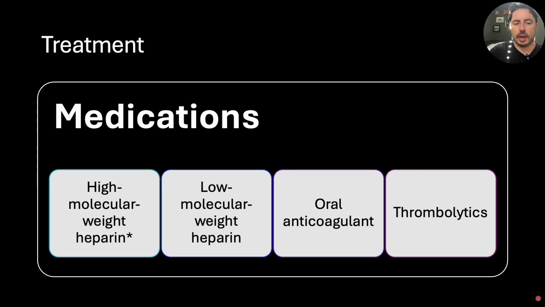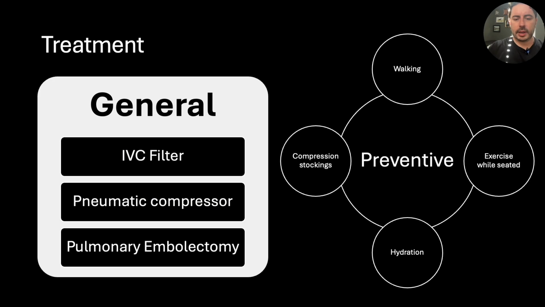When it comes to other preventative measures that we can use, what we're talking about is walking, exercising whenever you're in long seated positions, hydration, and compression stockings. So walking, going on frequent walks. Anytime that you're on a long car ride, you want to encourage your patient to stop often and to walk around or to do some air squats just to get the blood circulating in those lower extremities.